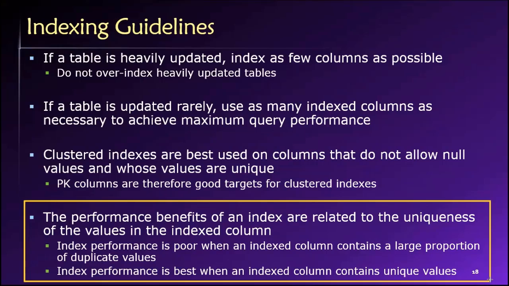If by contrast, we had 1 million rows of data in our table and they were all 1 million unique values, then the index would provide us with a huge performance boost in terms of our ability to find anything quickly. So the uniqueness of the values in the column affects the level of benefit that we get from the index.